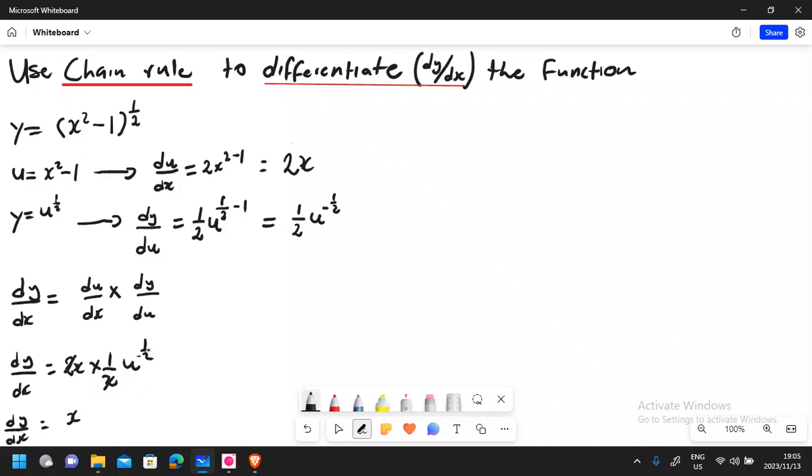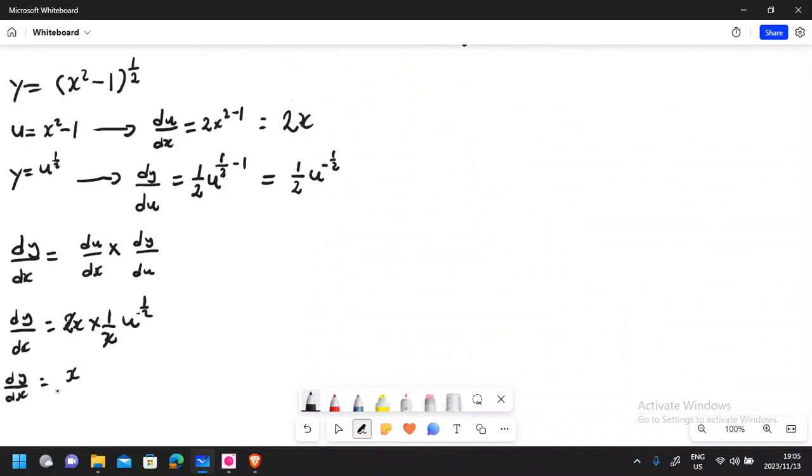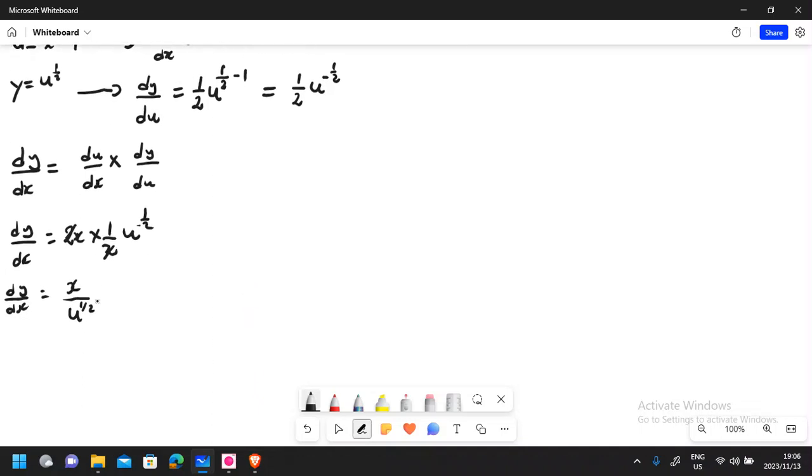But you can see this u has the exponent of negative half. So how do we get rid of the negative exponent, or how do we change it? This base here, the u, should be on the denominator. So we're going to have u, and then we have half. Remember, you cannot leave your answer with a negative exponent.